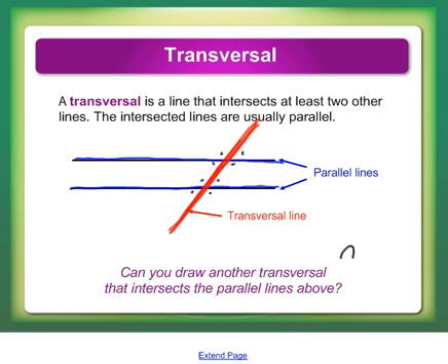The bottom question asks, can I draw another transversal, another line, that intersects the parallel lines above? Well, sure I can. We have the 2 blue lines that are parallel. Now I want to make another line that's a transversal. Well, this is a transversal. It crosses the 2 parallel lines, right? Here's another transversal. It crosses the 2 blue lines. Here's another one. Here's another one. There are many lines that you can draw, but like we said, it's usually going to look like the one listed right now, that diagonal.